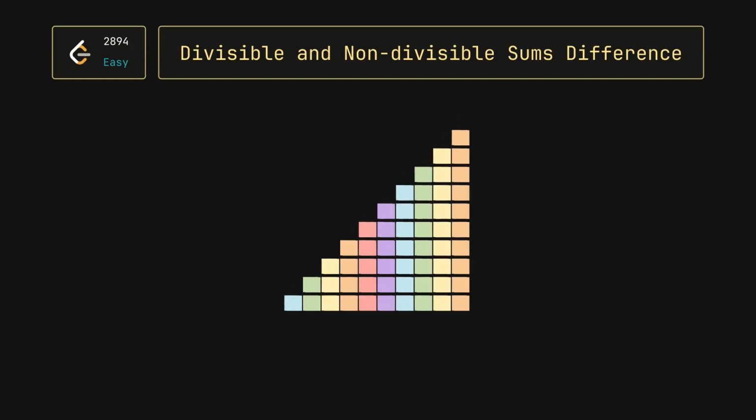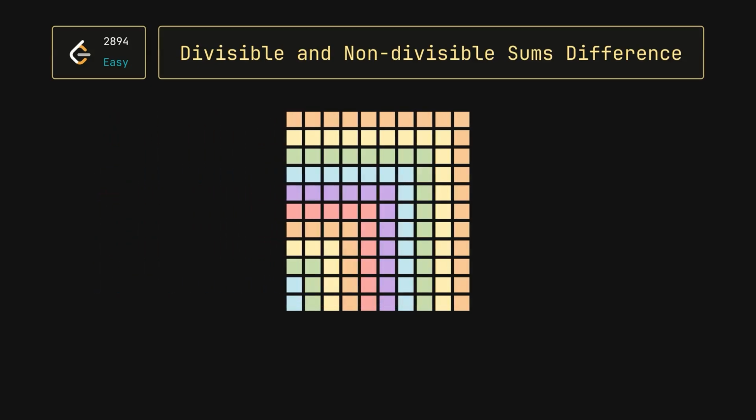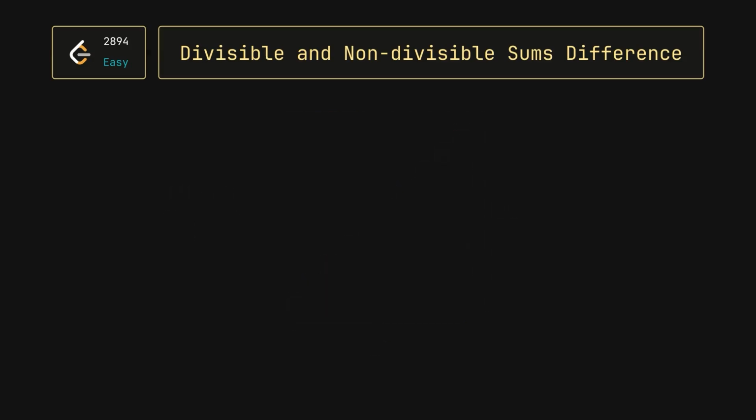If we duplicate this triangle, rotate it 180 degrees, and place it adjacent to the original, we form a perfect rectangle. The area of a rectangle is easily calculated by multiplying its width and height. Since we duplicated our original triangle to create this rectangle, the rectangle's area is exactly twice the sum we're looking for. Therefore, we simply divide the rectangle's area by 2 to find the sum of numbers from 1 to 10.